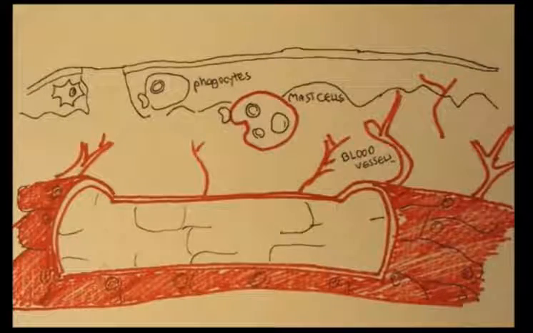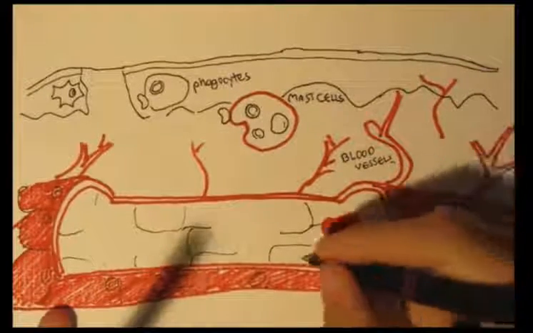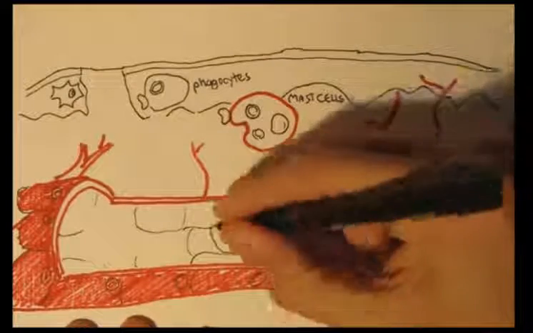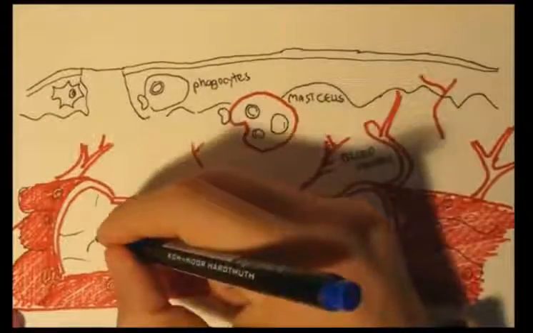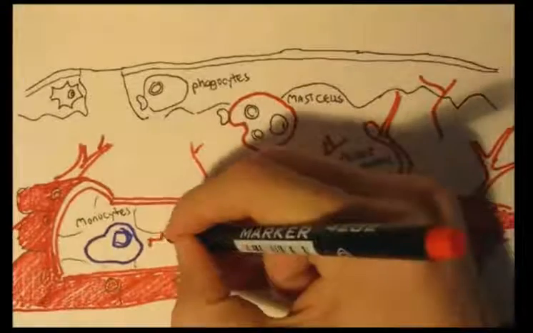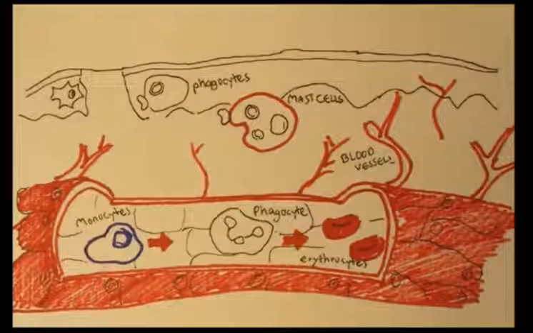Now inside the blood vessels, you can find red blood cells, or erythrocytes, and leukocytes, white blood cells, such as vascular phagocytes, which differ from the tissue phagocytes, and monocytes. And also circulating in the vessels are various proteins, mainly inflammatory mediators.